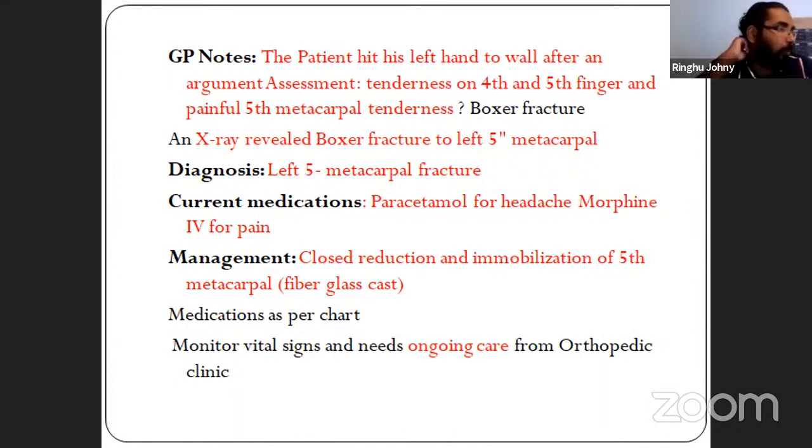That is our presenting complaint. So you write: Mr. Deeb presented to the emergency department after hitting his left hand on a wall following an argument. What will be the second sentence?